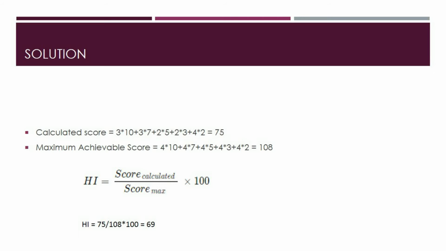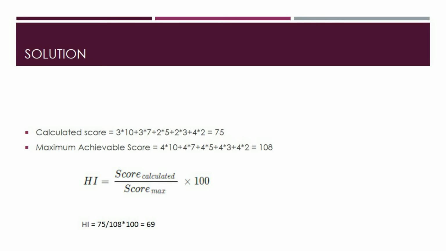So we first would need to calculate the score, which we actually get by multiplying the rating that we get times the weight of the particular category, and then we sum up all of those together, which in this example gives the value of 75. Next thing you need to calculate is the maximum achievable score, which is 4 in this case, times the summation of all of the weights combined. So when we do that, we get 108.